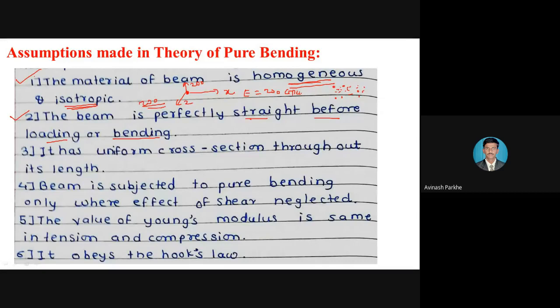Third, it has uniform cross sectional area throughout the length. For example, here I will draw one structure, perfectly horizontal. It is having the uniform cross-sectional area. So whatever the cross-sectional area is at the left side, the same cross-sectional area should be at the center point, and the same cross-sectional area should be at the right side. So from left to right, the cross-sectional area of that particular beam should be uniform.